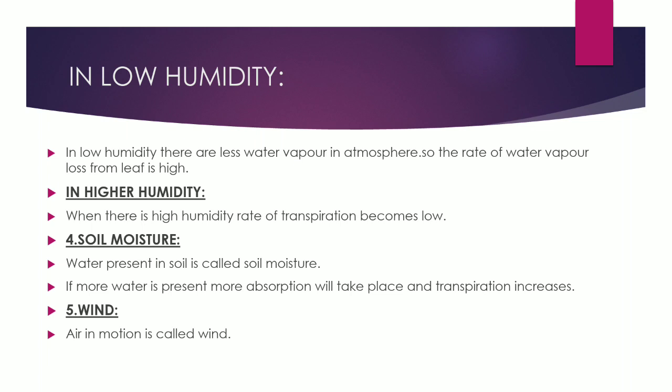Because when there is low humidity, there are less water vapors in the atmosphere. So what will happen here? The rate of water vapor loss from the leaf is high, because to maintain the humidity in the atmosphere, the water vapors will be lost in a high amount. And when there is already a high amount of vapors present in the environment, the vapors from the plant body will not evaporate, so they will remain in the plant body. So during higher humidity, the rate of transpiration becomes low.